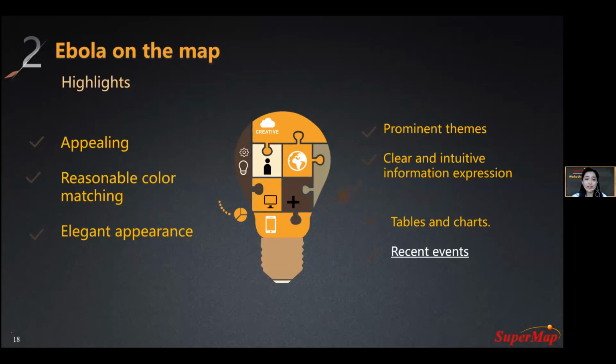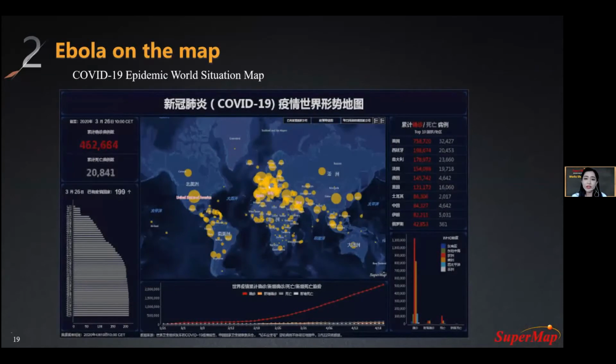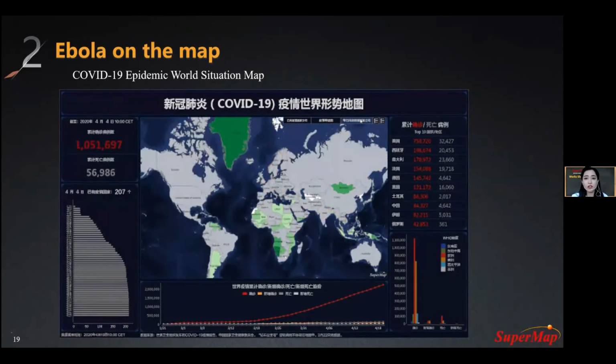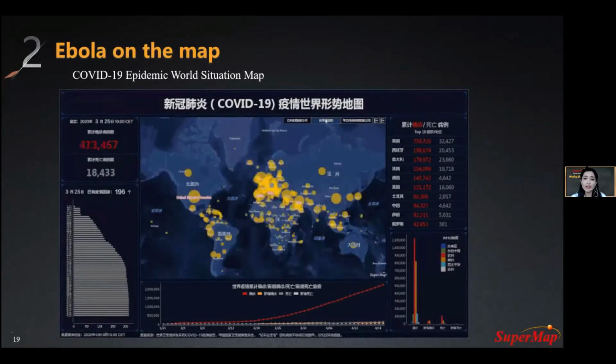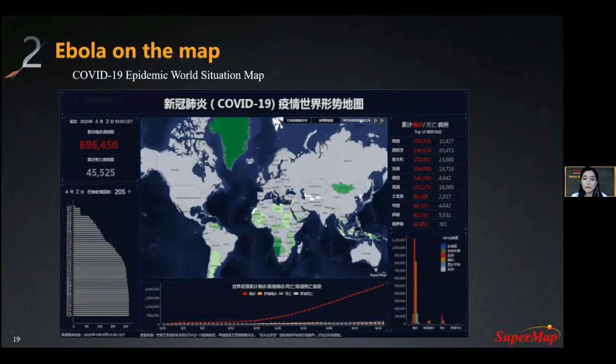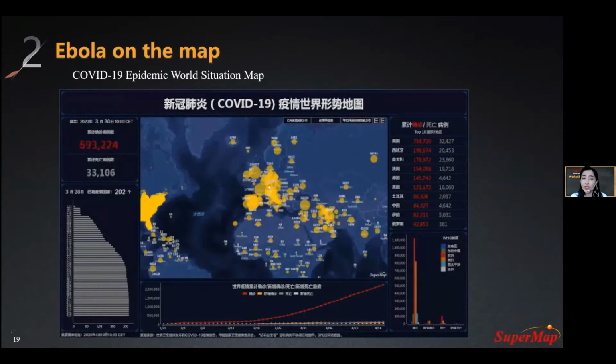And the last, but not the last. The last one is about recent events. So let's see this map. It is not a previous work, but a global COVID-19 epidemic map based on the WHO data. That is also a part of the recent events.